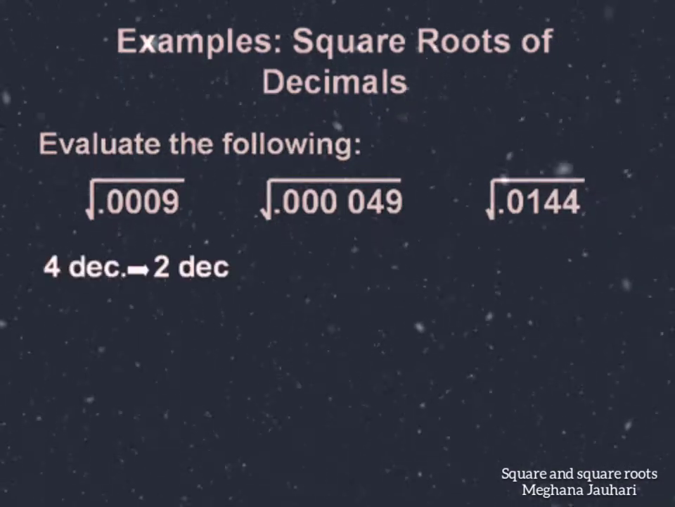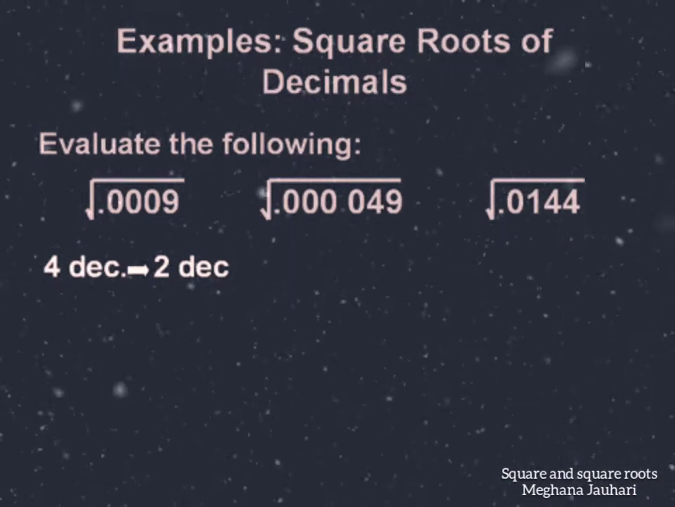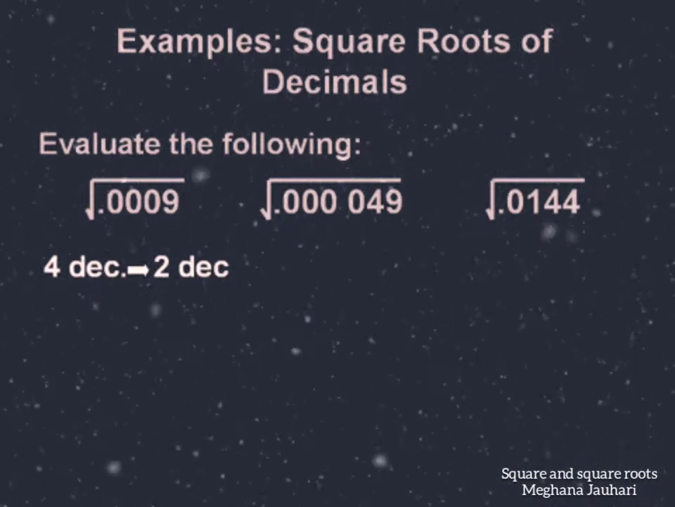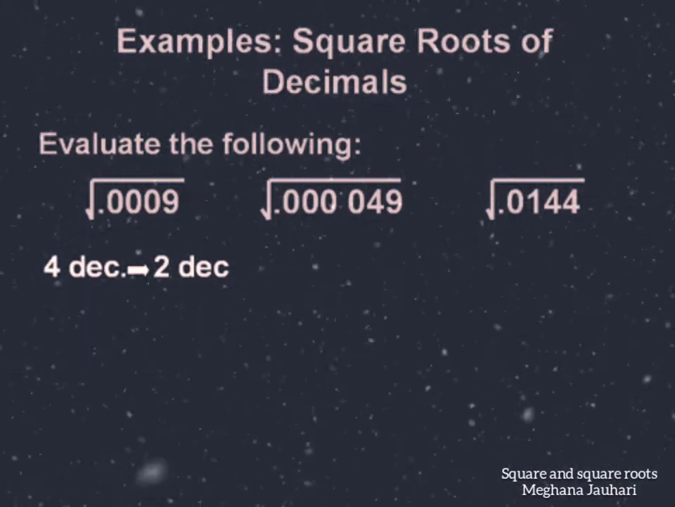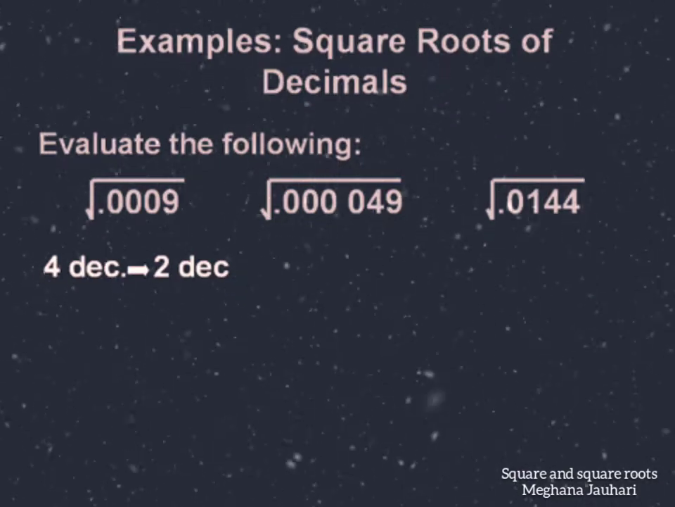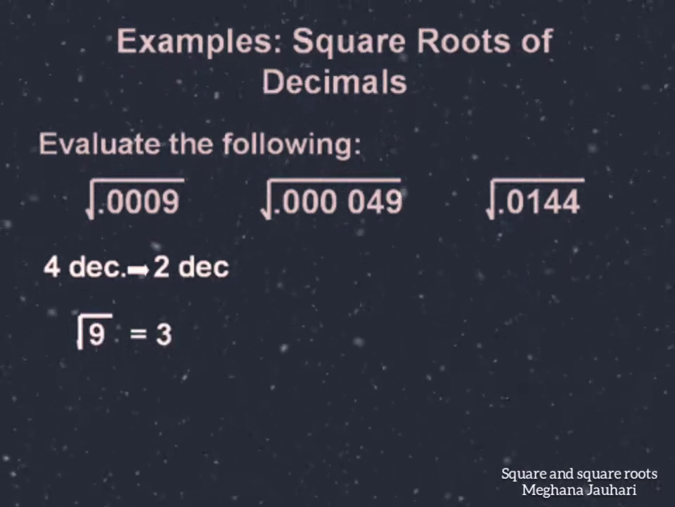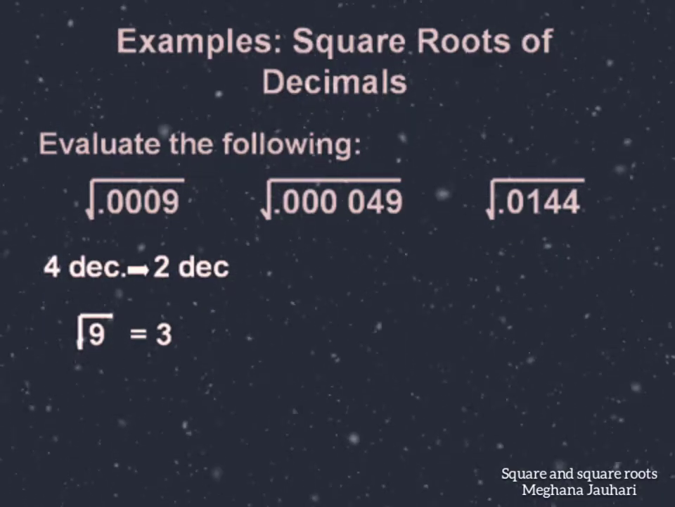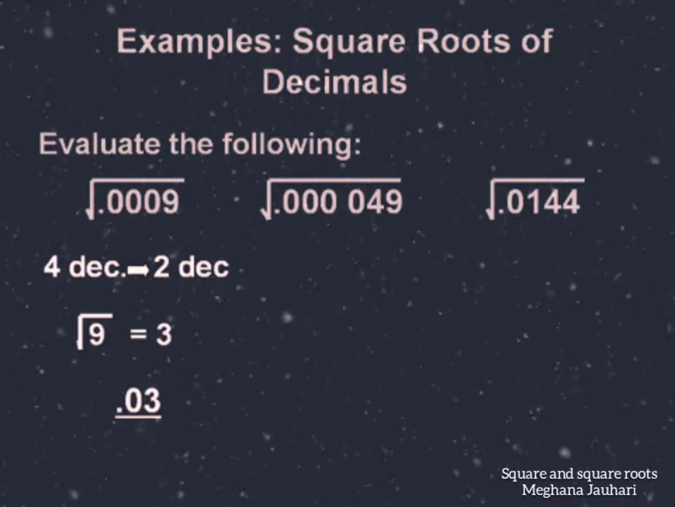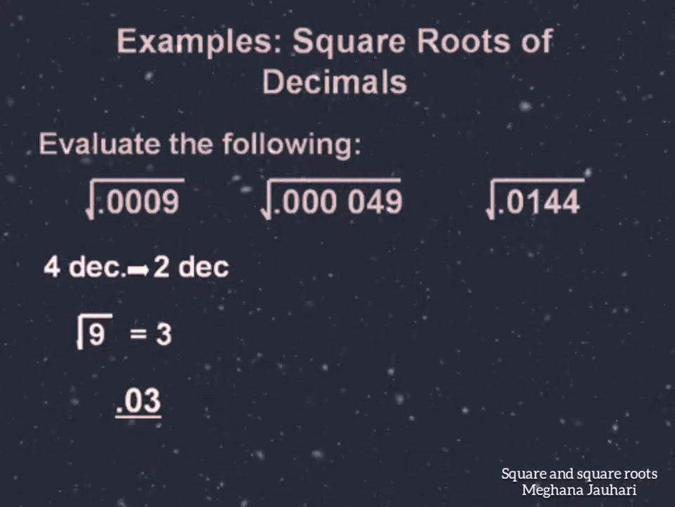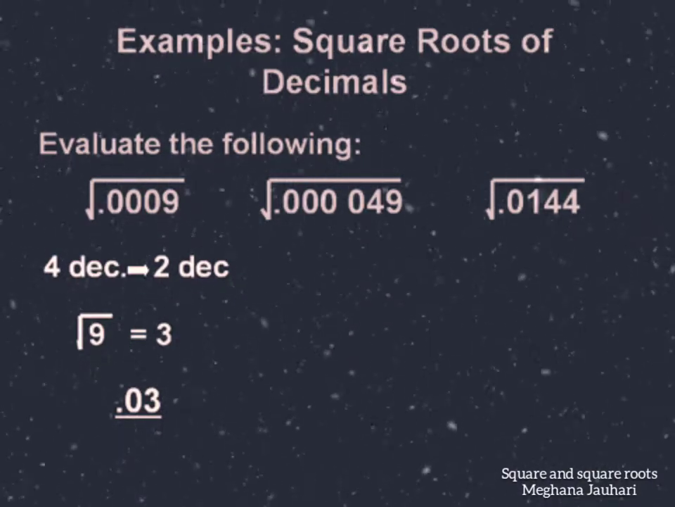Now let's evaluate the following. In the first question, we have 4 decimal places, which will convert into half, that is 2 decimal places. What is the square root of 9? Yes, the square root of 9 is 3. In the answer, we need 2 decimal places, but here 3 is a single decimal place. So what will we do? We will add 0 before 3. So our final answer is 0.03.